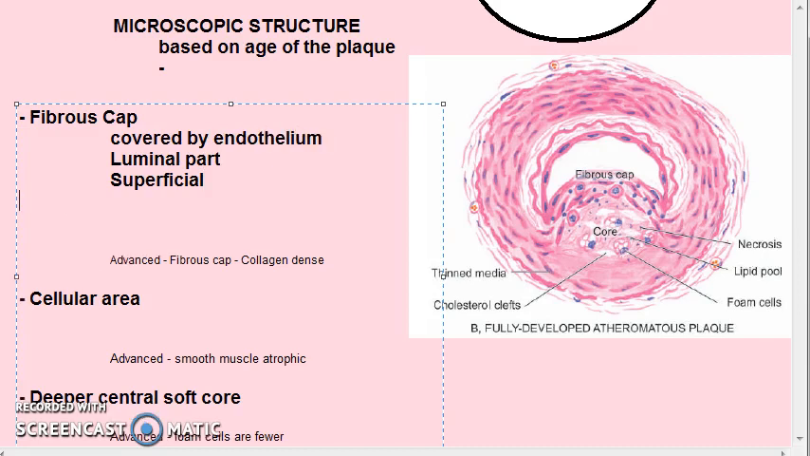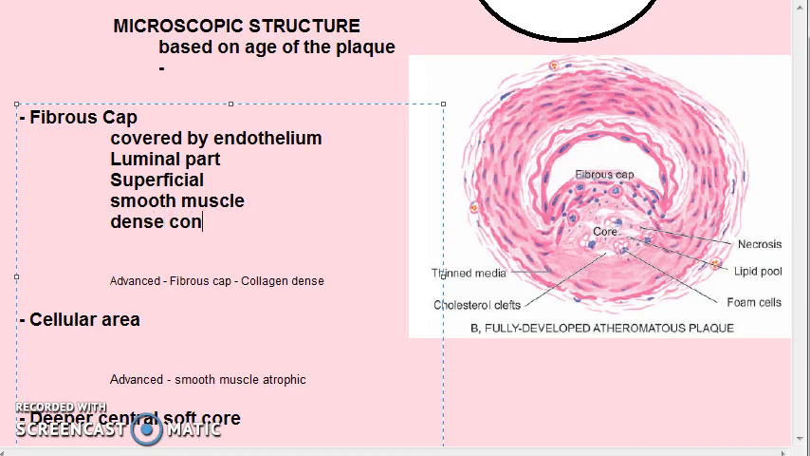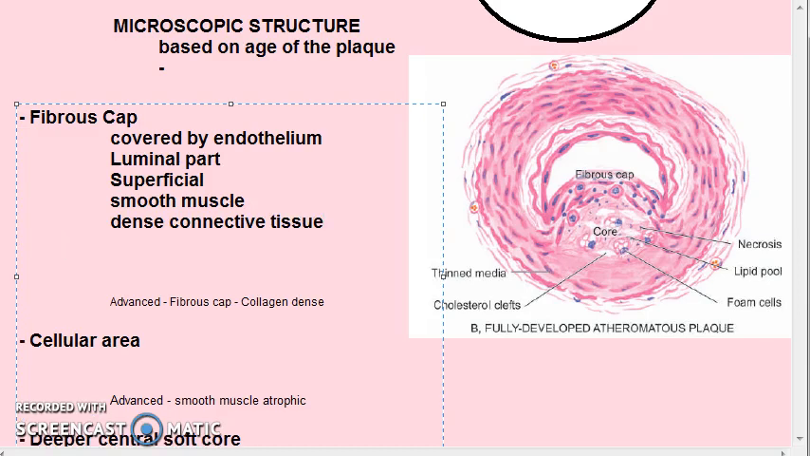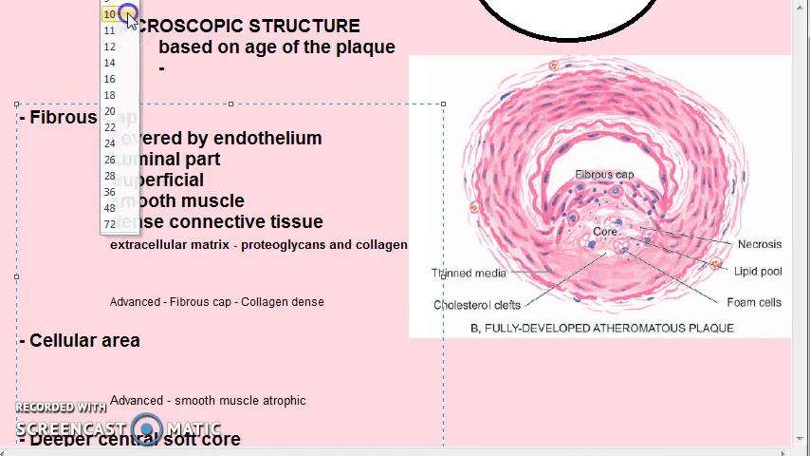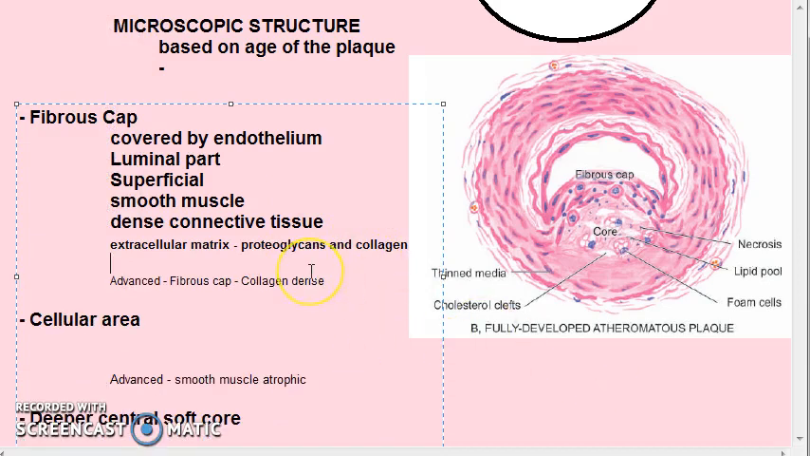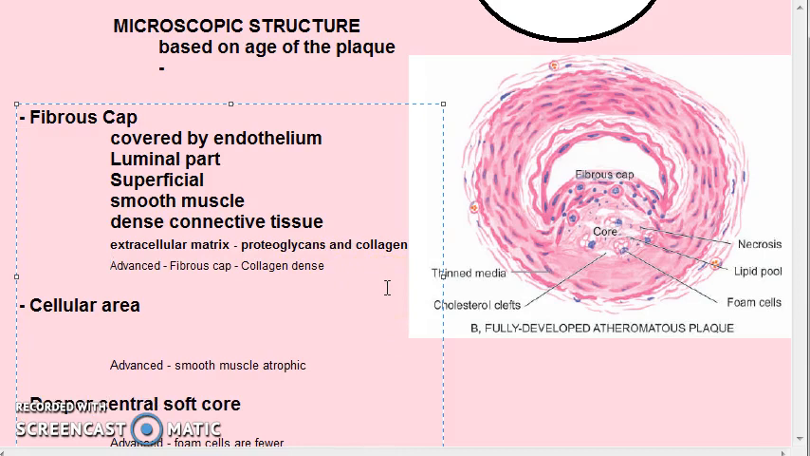It is composed of smooth muscles. There can be smooth muscles here, dense connective tissue, extracellular matrix containing proteoglycans and collagen. Okay, did you understand this much? So this is the fibrous cap. In advanced stages, the collagen in the fibrous cap will be very dense.